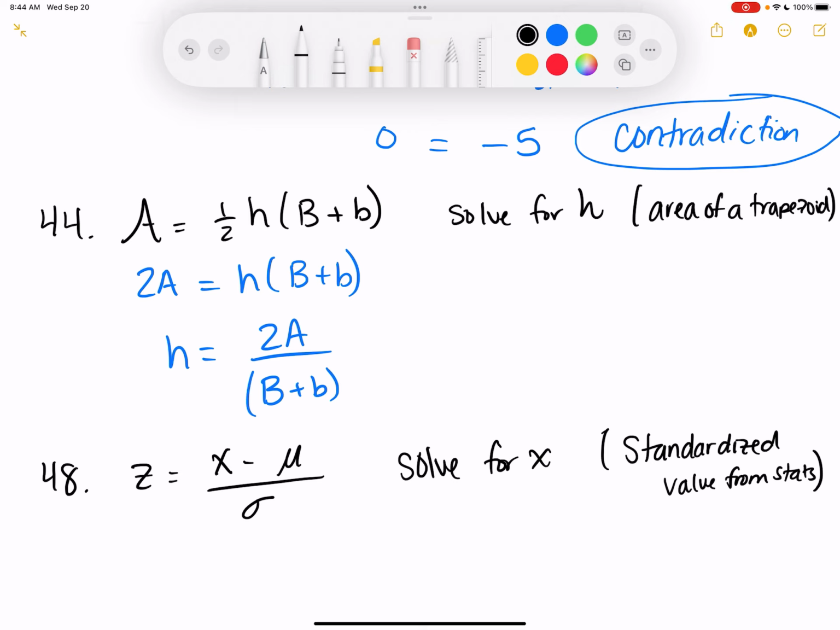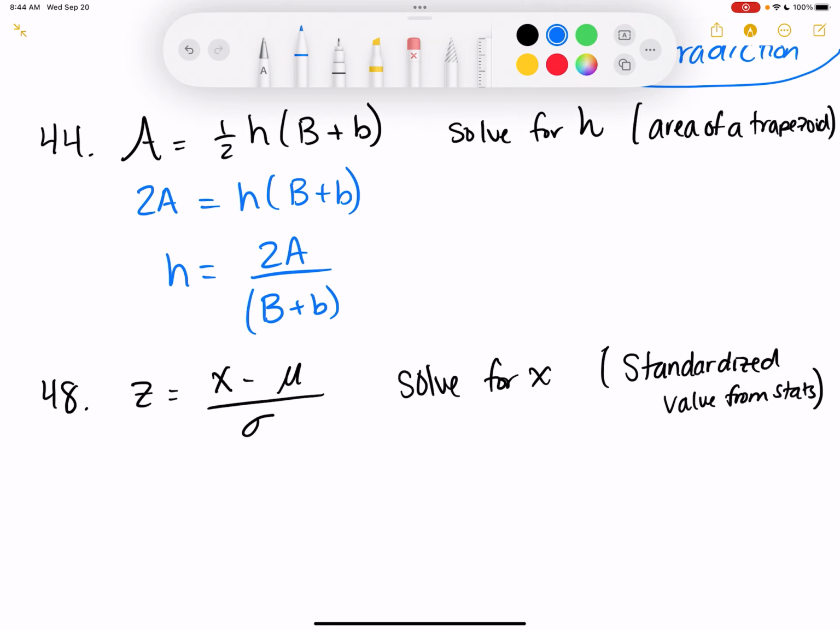All right, any ideas how I solve for x? Yep, multiply what's on the bottom. So I'm going to have z times sigma is equal to x minus mu. And then what? Yep, add the mu. So x is equal to z times sigma plus mu.